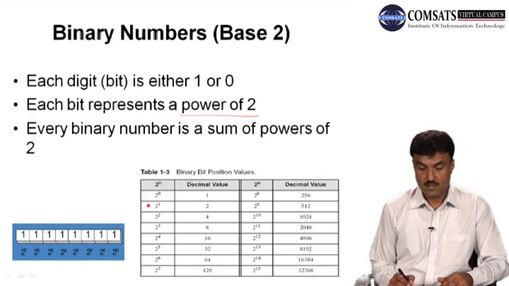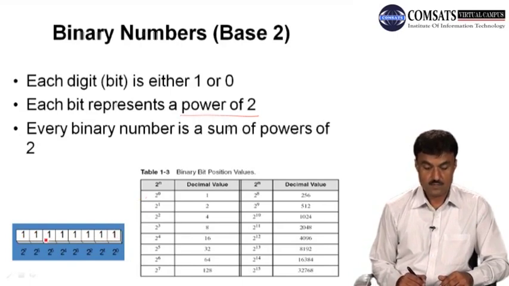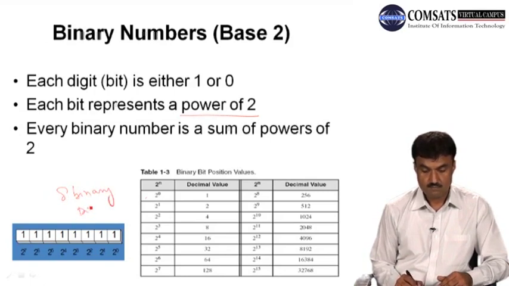Here you can see we have a number system. This is the starting binary digit, then the second, third, fourth, and so on. For example, 1, 2, 3, 4, 5, 6, 7, and 8 bits. So we have 8 binary digits.